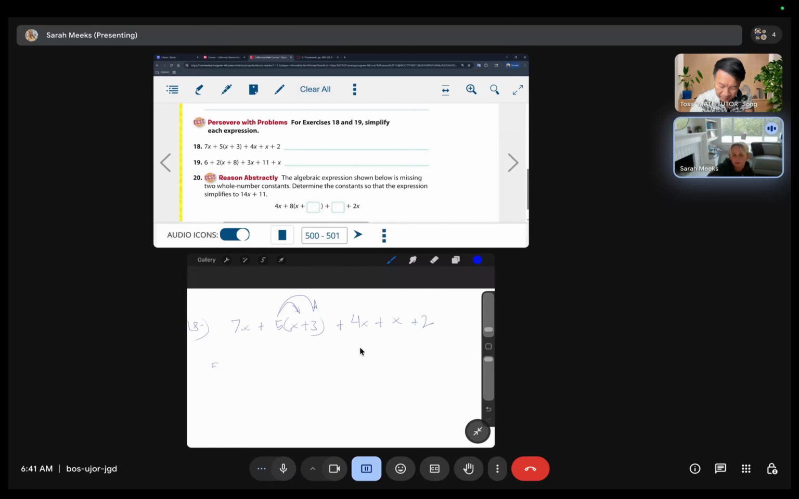But why would you do that if they're on the opposite side? Why wouldn't you do 4x plus x? Okay, good question. There's this thing called the commutative property of addition. It means that you can actually flip it. You can actually move the 4x in right behind. Let me write it. You can do this if you want.